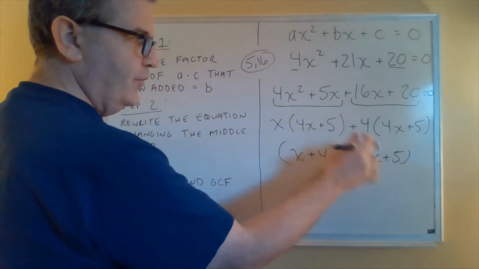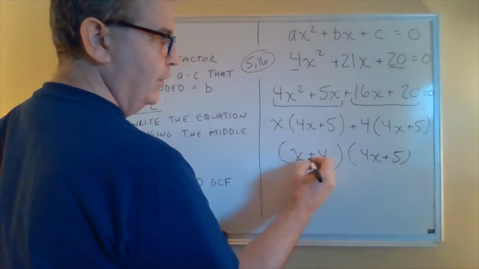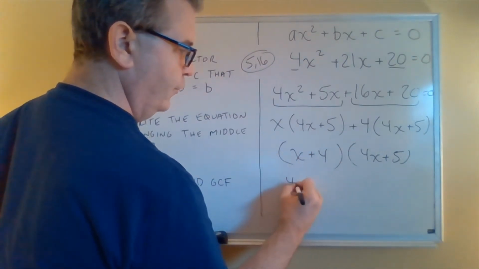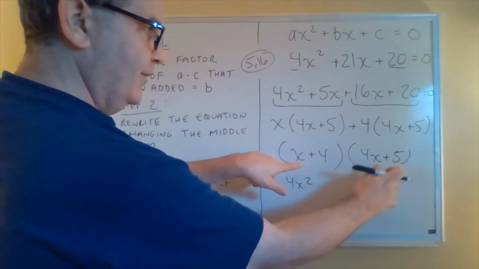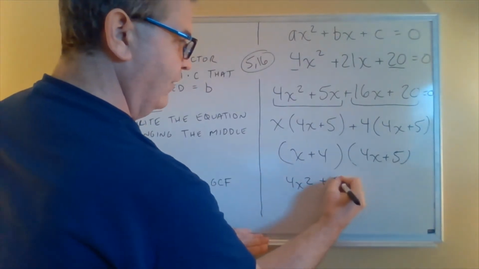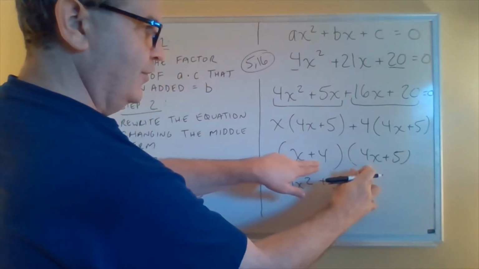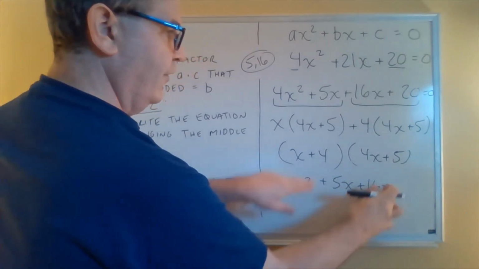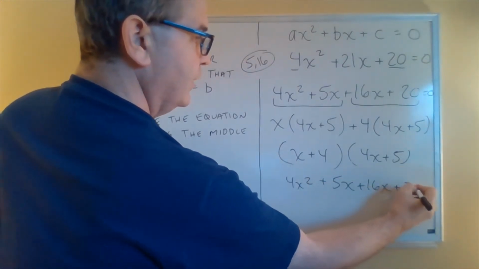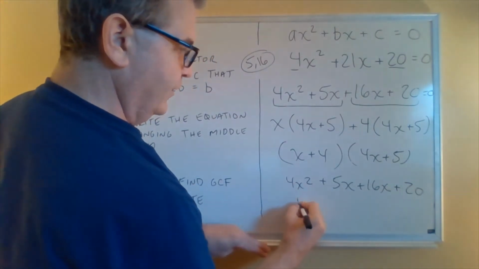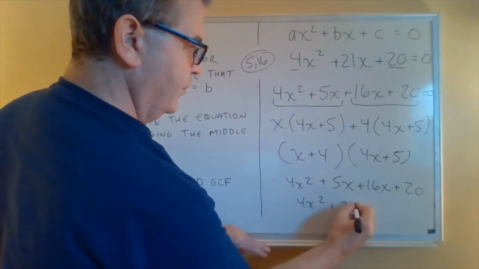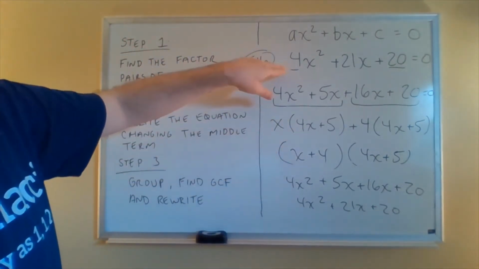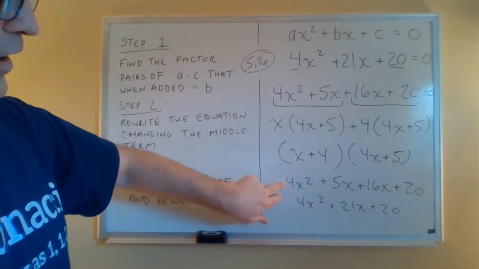And if we want to check ourselves, we can FOIL. So if we were to FOIL, the first term would be x times 4x, that would be 4x squared. Then we're going to do the outside terms, that would be plus 5x. The inside terms, 4 times 4x, will be 16x. And then finally, the last terms would be 20. We combine our like terms, 4x squared plus 21x plus 20. You can see we ended up with exactly what we started. So we can check our answer here.